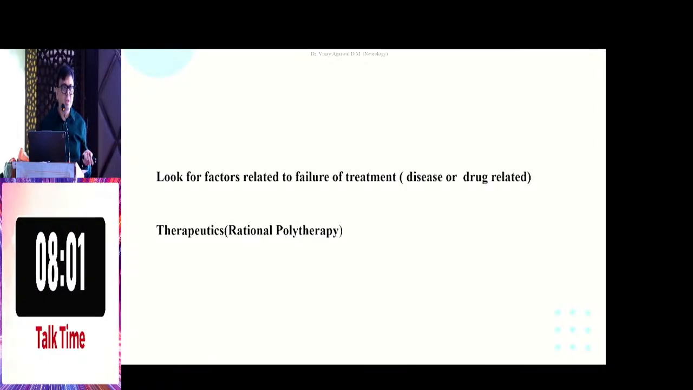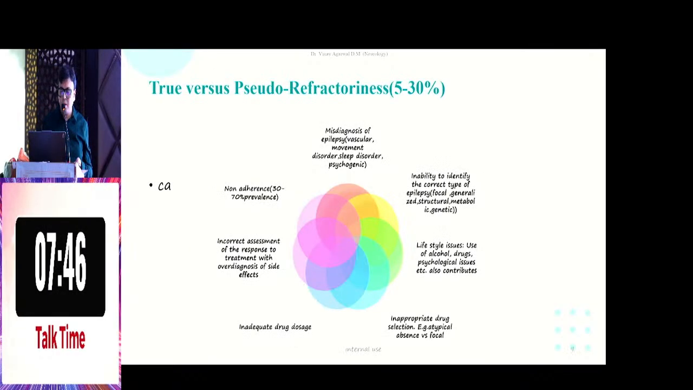We should look first at whether the patient even requires the first drug. Rather than adding a second drug, we should check whether the first drug is even needed. First of all, we should see that we are not missing any diagnosis, and then go for polytherapy. This differential diagnosis, which we call pseudo refractoriness, is where the patient apparently has uncontrolled seizures, but it is not a current seizure, it is something else. So this is a differential diagnosis which can be drug related or disease related.